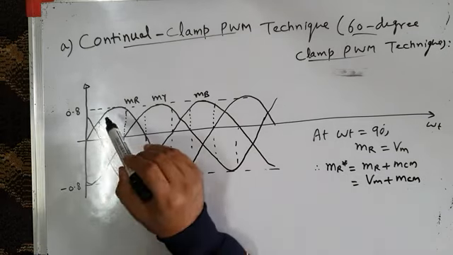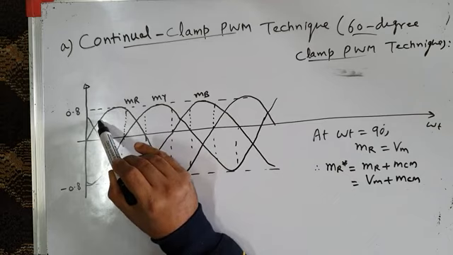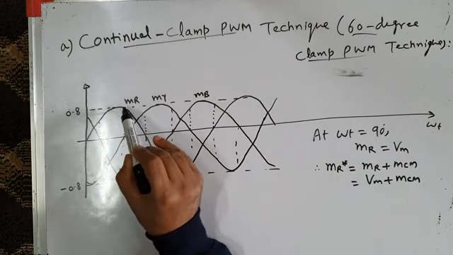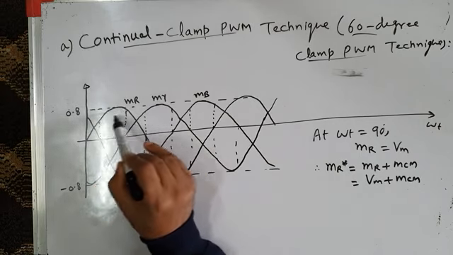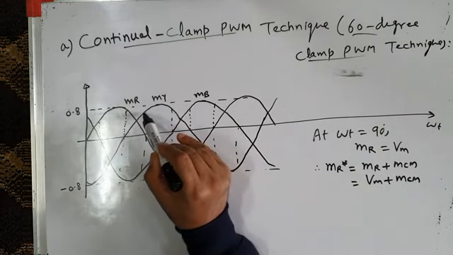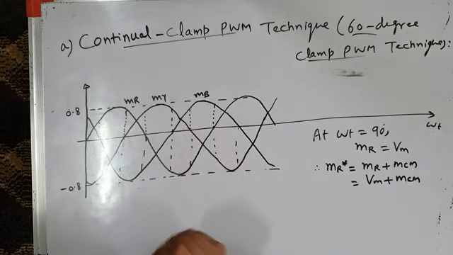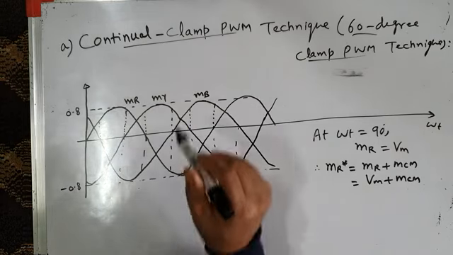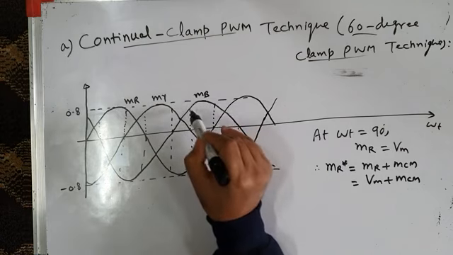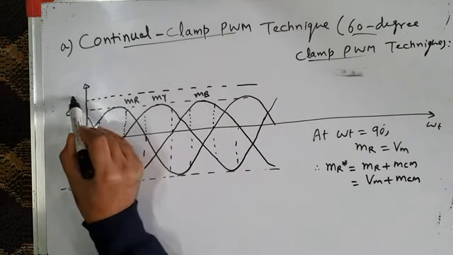Now, since this MR modulating wave is having maximum positive value from 60 to 120 degrees, we will clamp it to the positive DC bus maximum value from 60 to 120 degrees. Similarly, MY modulating wave is having maximum positive value from 180 to 240 degrees. We can clamp it to the positive DC bus. MB is having maximum value from 300 to 360 degrees. It can also be clamped to maximum value, which is 1.